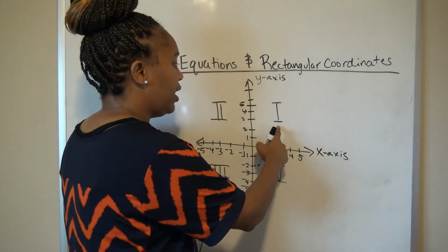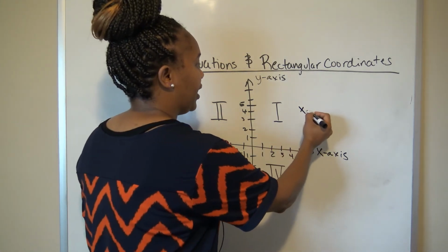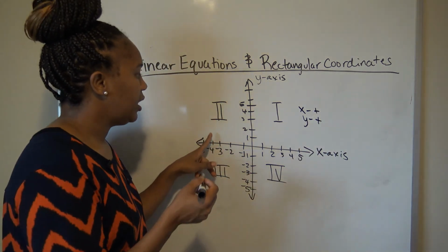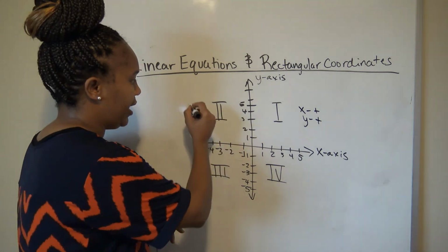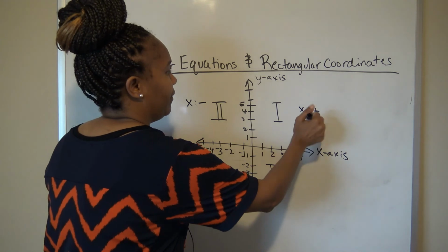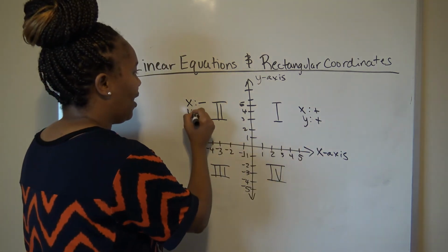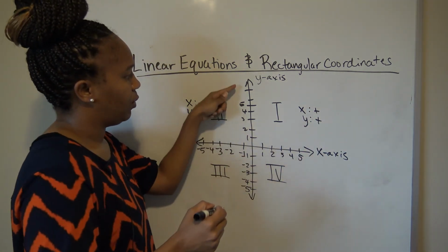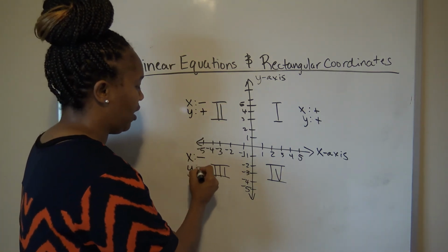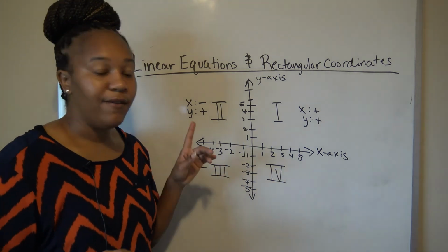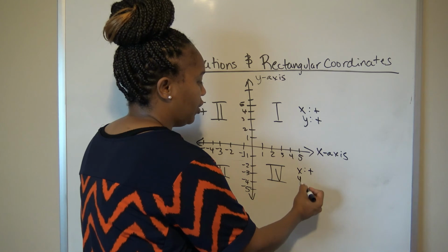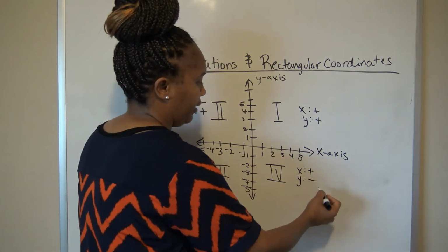So here in the first quadrant, both your x and y values are positive. Here in the second quadrant, your x values are negative, and your y values are positive. In the third quadrant, your x values are negative and your y values are negative. In the fourth quadrant, your x values are positive, but your y values are negative.